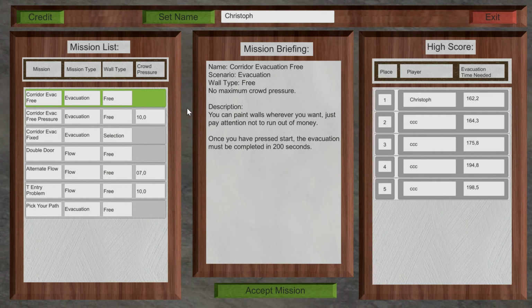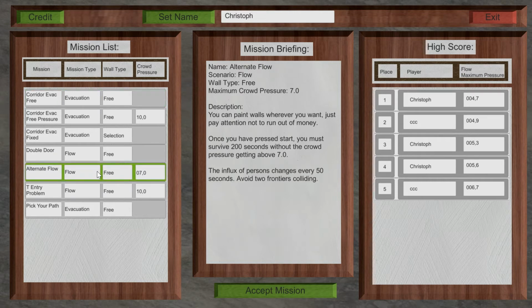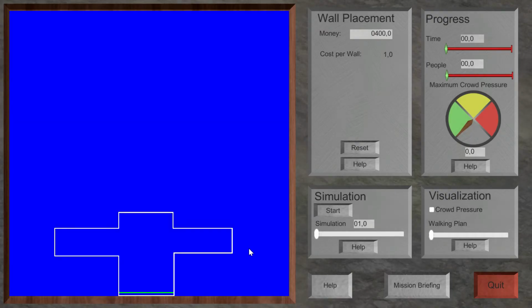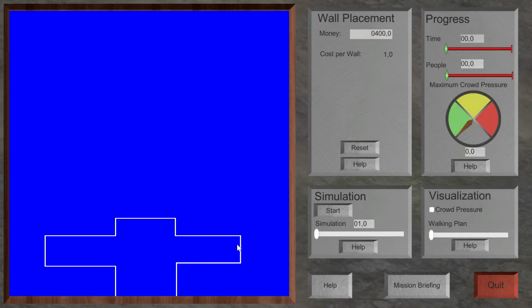When starting the game, you have several mission types available to choose from, and here we pick a scenario called alternate flow, where we have people coming in from different directions at different points in time, and we have to avoid accidents by limiting the so-called crowd pressure. The situation the player is confronted with is a cross-type problem.